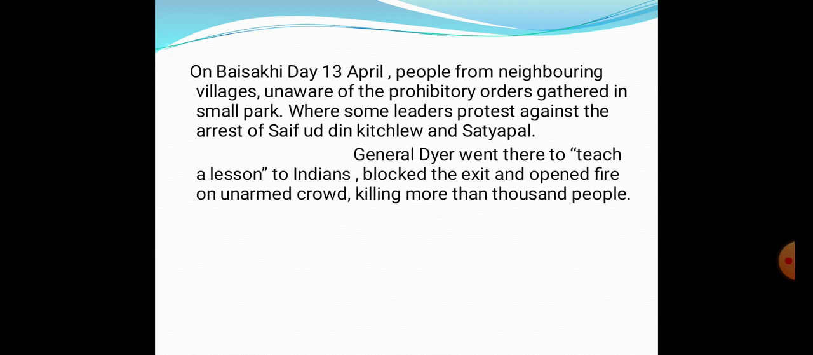On Baisakhi day, 13th April, people from neighboring villages, unaware of prohibitory orders, gathered in a small park, where some leaders protested against the arrest of Saifuddin Kitchlew and Satyapal. General Dyer went there to teach a lesson to Indians, blocked the exit and opened fire on an unarmed crowd, killing more than 1,000 people.